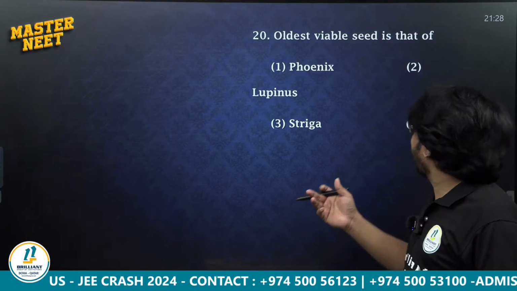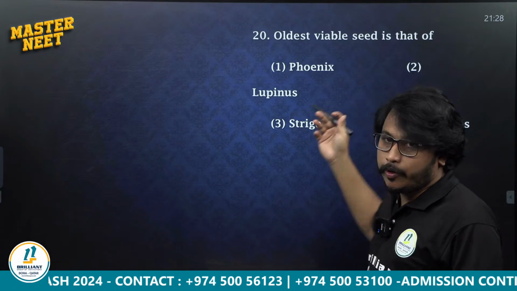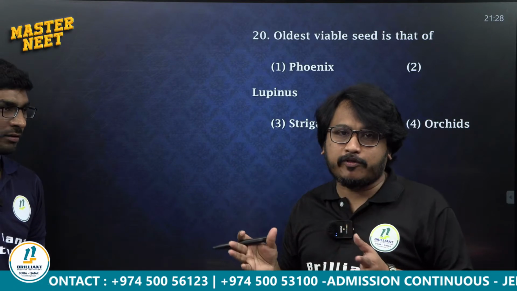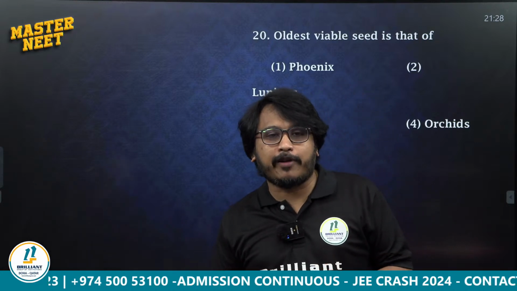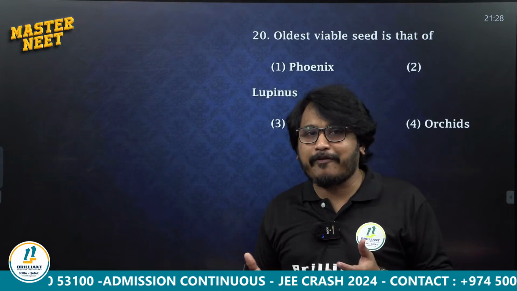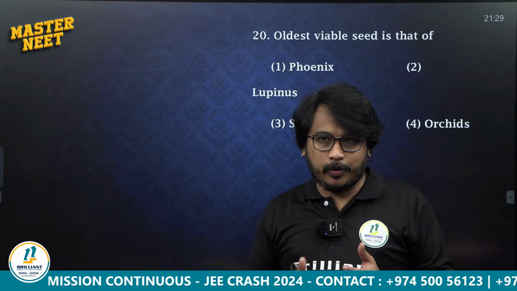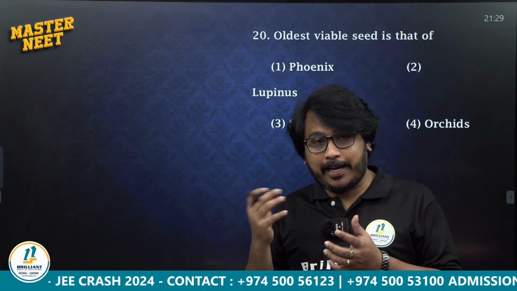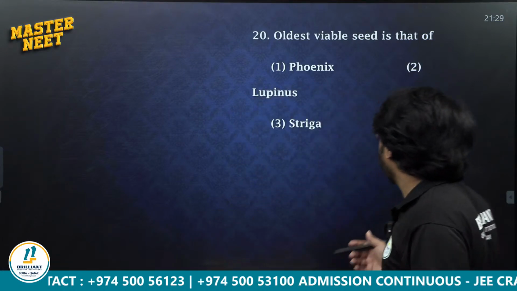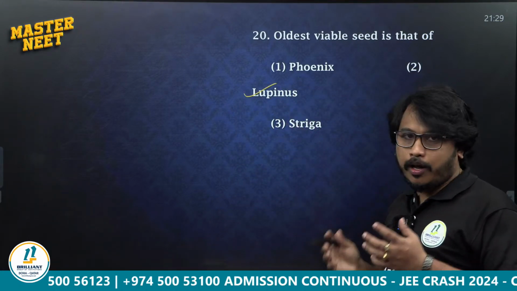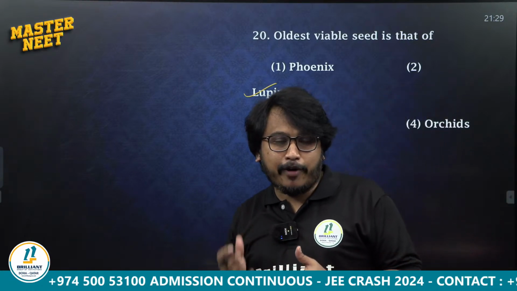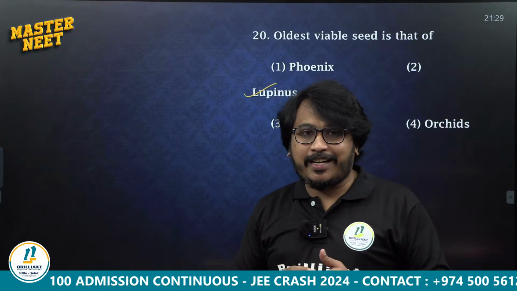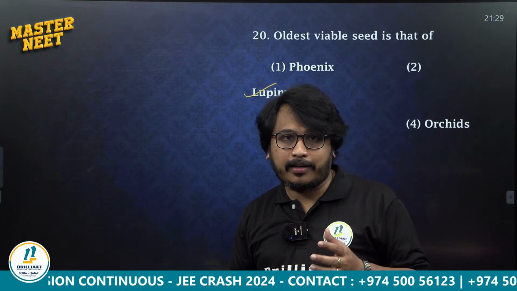Oldest viable seed is that of. So you have learned so many examples in the last part of the chapter, the viability of seeds. Like the pollens we discussed about viability, seeds also have different viability times. Some plants may remain viable and retain the capacity of germination for many years. One of them is Lupinus arcticus. So learn it, Lupinus arcticus had a viability of 10,000 years. It has been excavated from Arctic tundra.